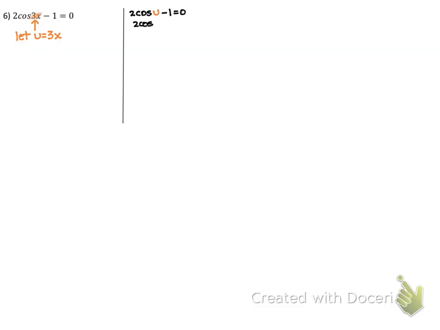So 2 cosine u equals 1. This is going to be cosine u equals a half. Okay, so cosine is equal to a half here and here. So those are going to actually, let's color code them in orange since we are looking for the u's. Okay, so this is going to be at pi over 3, and this is going to be at 5 pi over 3. There's no way I can loop those together.